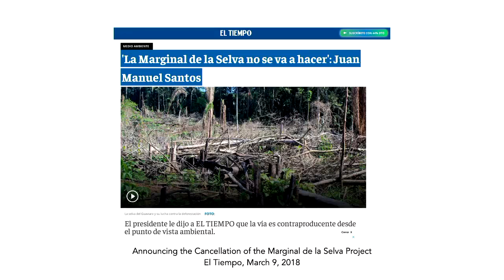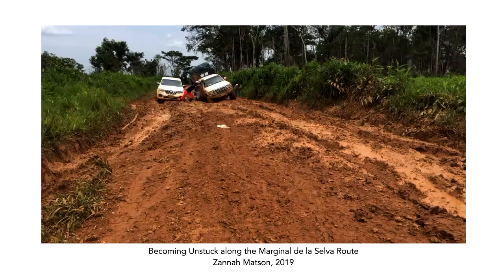But if you go to the site, it's been auto-constructed by colonos and armed actors and land speculators, depending on who uses it. Colonos here means peasants, largely just peasants that are building it. And so this is actually what the road looks like. It's not that it doesn't exist, it just exists in a not great form. But it exists well enough to get agricultural products in and out.